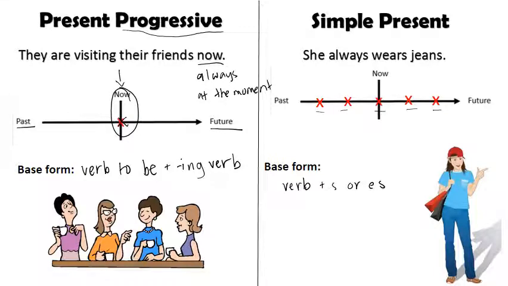Words that can give it away to us are words like always, regularly. I'll just go ahead and write that here. Regularly and usually. So these words help let me know that these are things that happen constantly.